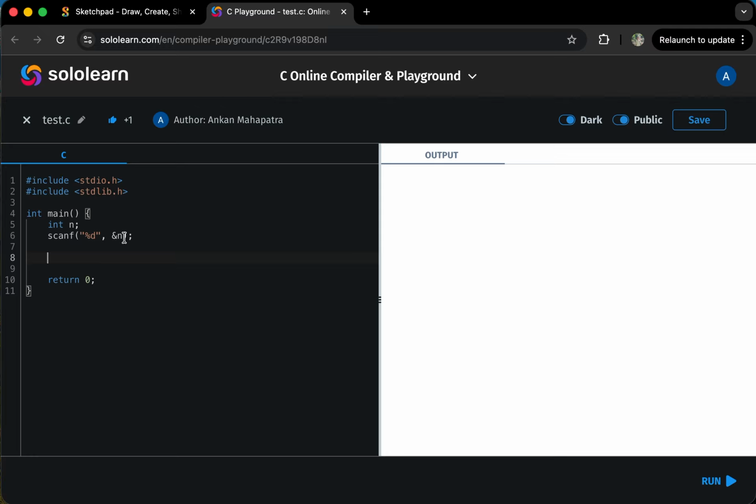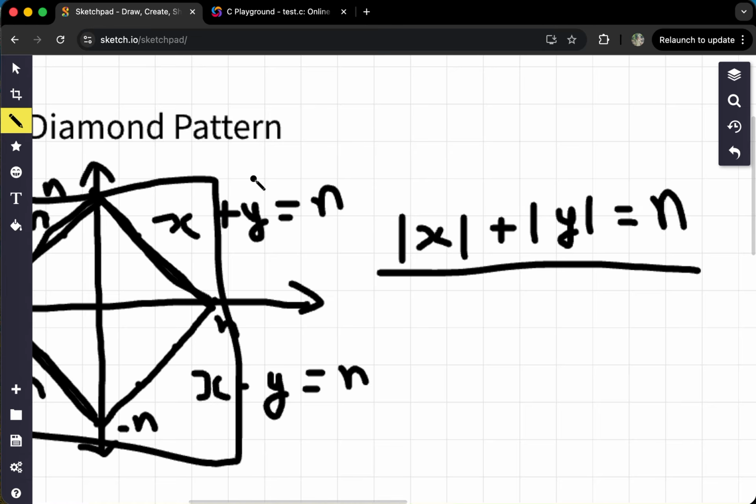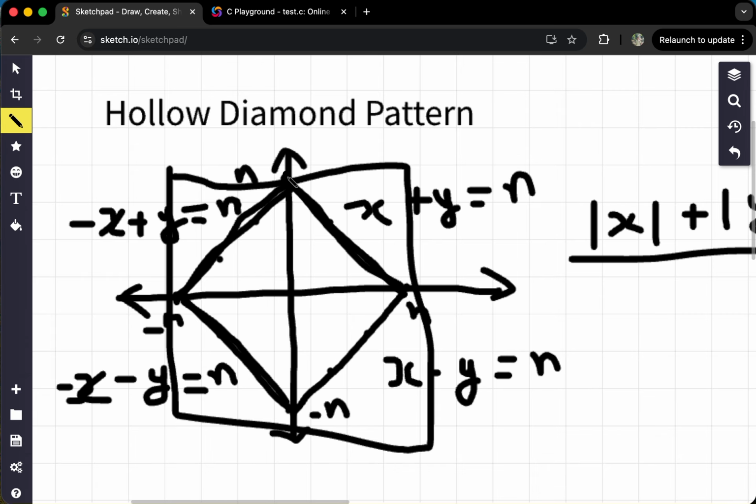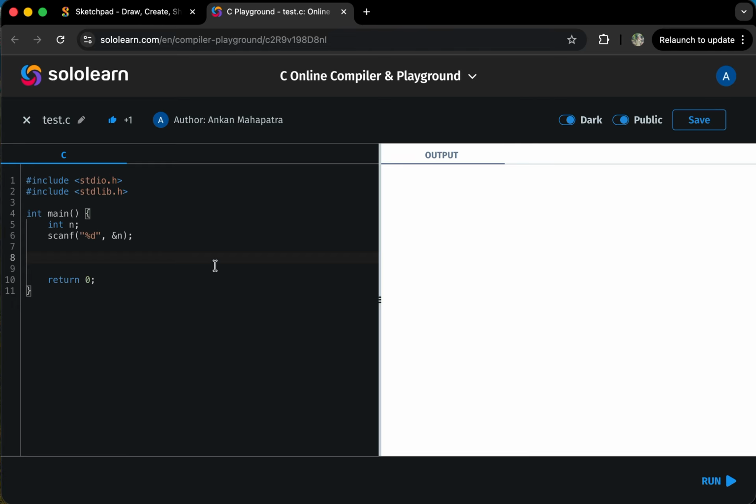So first we'll take n as input. So n is our integer. Then we have to iterate over the rows. Rows here represent the y coordinates. So it is starting from y equal to n and it goes till y equal to minus n. So let's take a loop for y coordinate: for int y equal to n, and y should go till minus n. So y greater than or equal to minus n, and then we decrement y after each line.